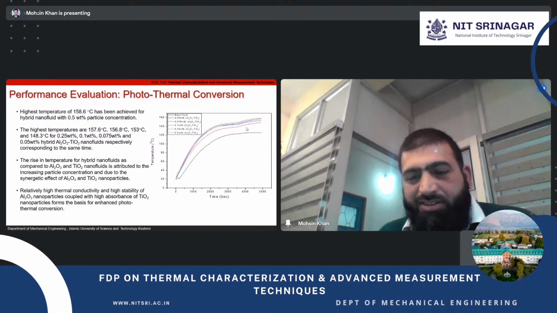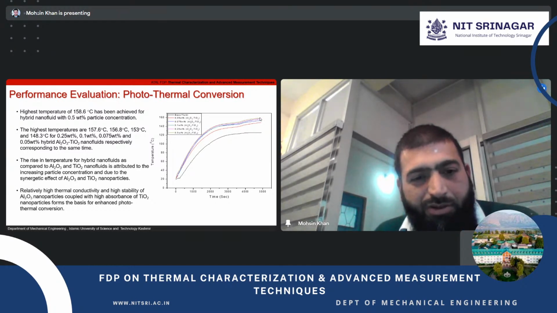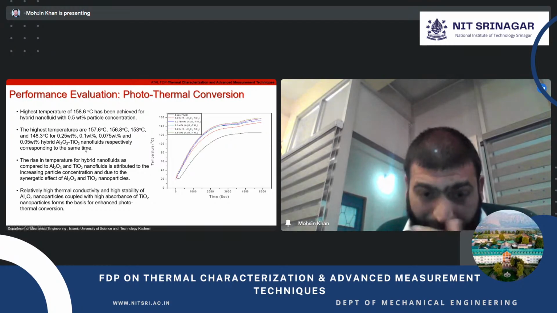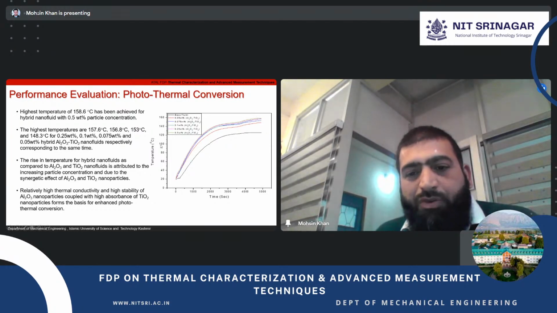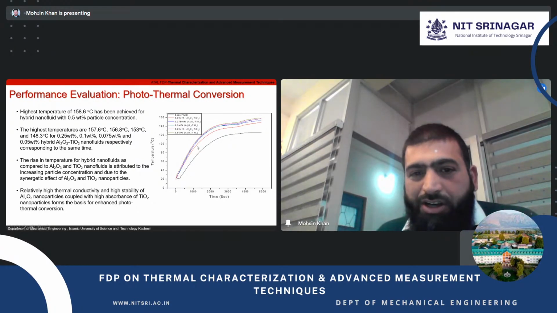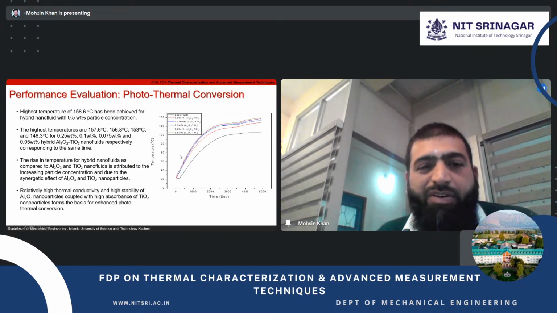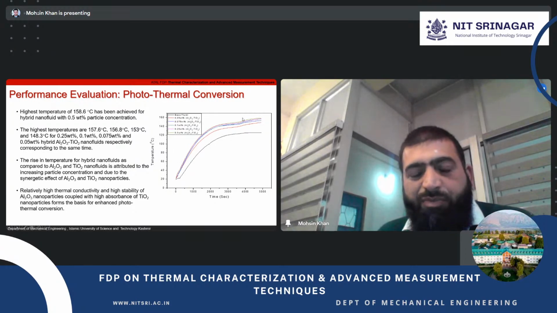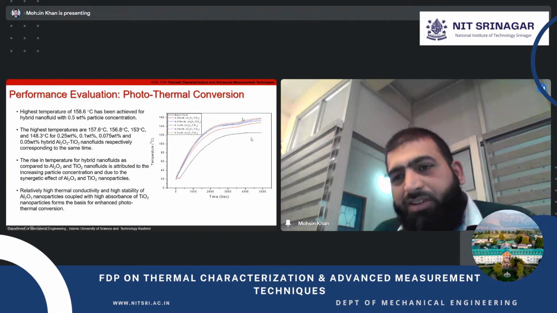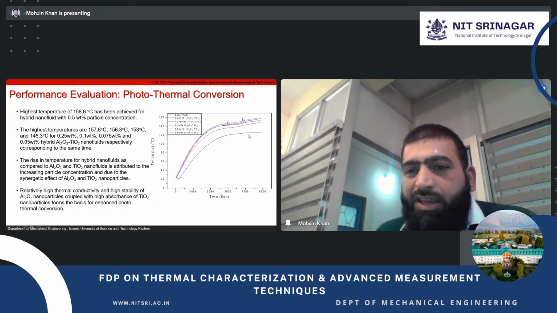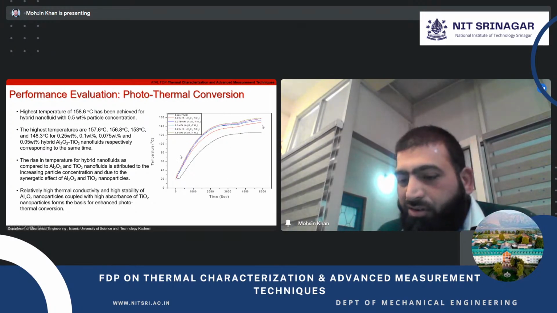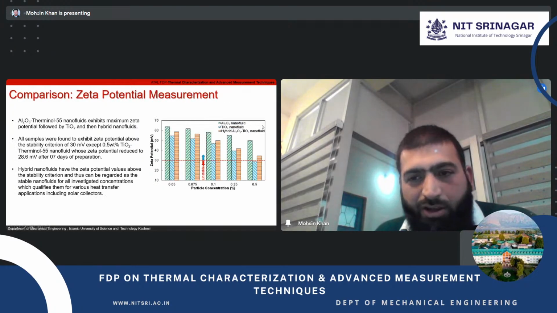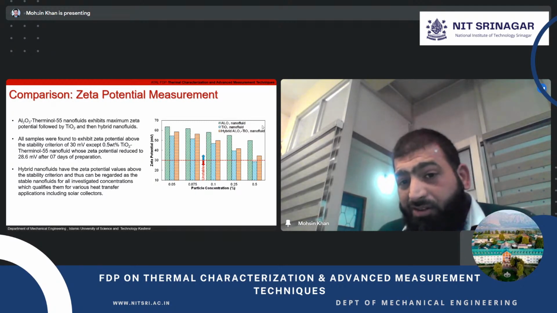Then the performance evaluation. This is what I believe is one of the good results, one of the good works that we have done. What we found is that the temperature rose slowly, and it reached a maximum of 156, 157 degrees Celsius in terms of base fluid. And the temperature at a particular time was found to increase with increasing concentrations. So we also compared the zeta potential.